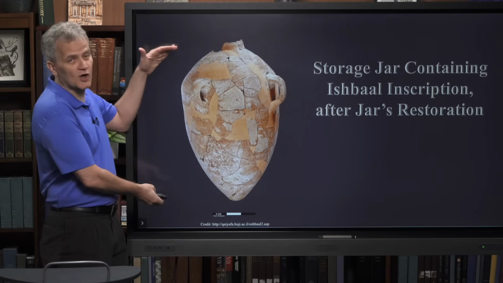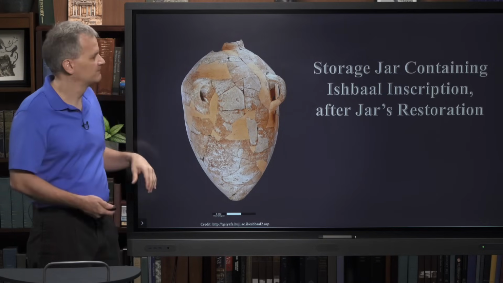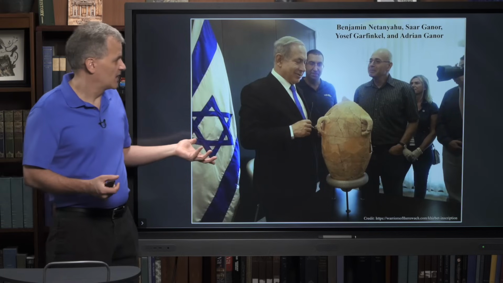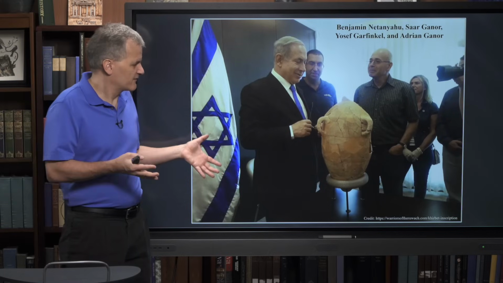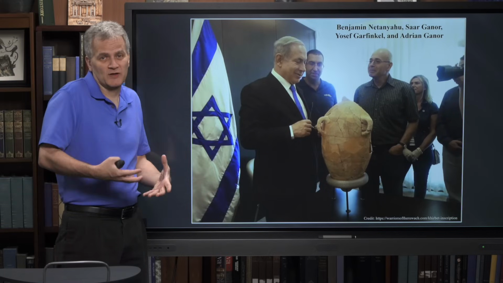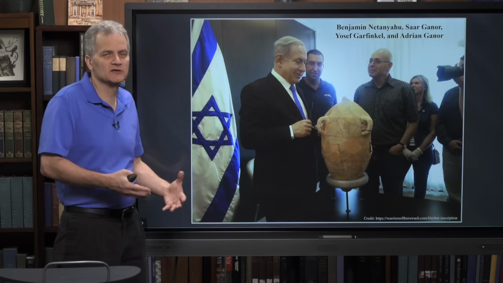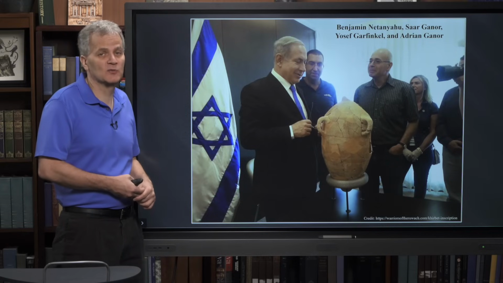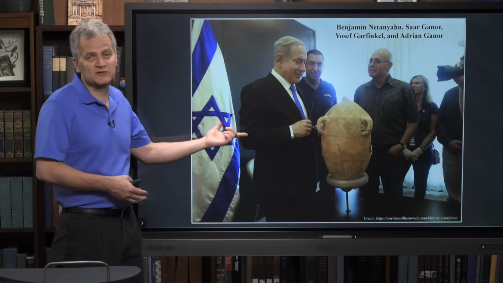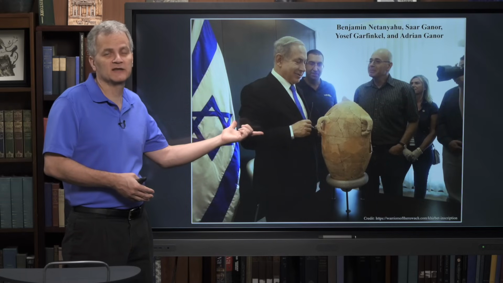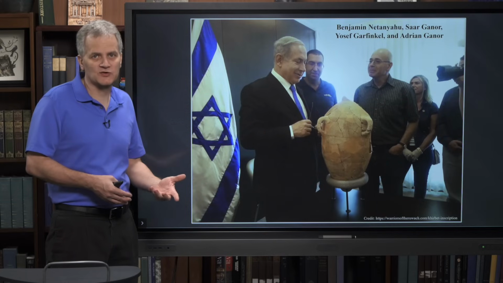But this is a fairly large storage jar. So here it is, that storage jar, and now you can see it in relation to people and its size. It's not a massive jar, but it's a considerable size. And this, of course, is Benjamin Netanyahu, the former prime minister of Israel.